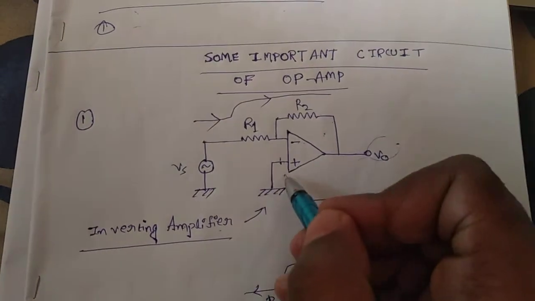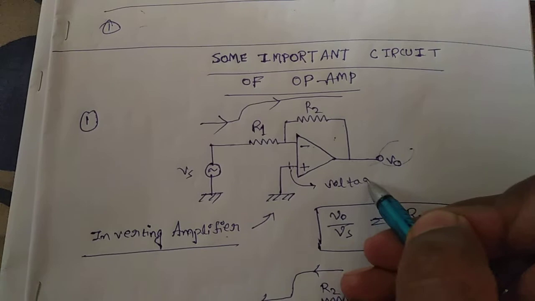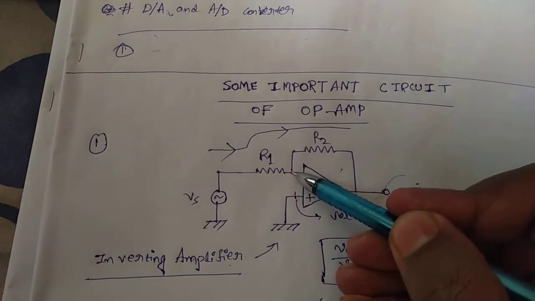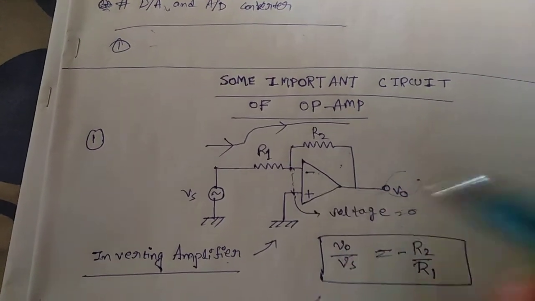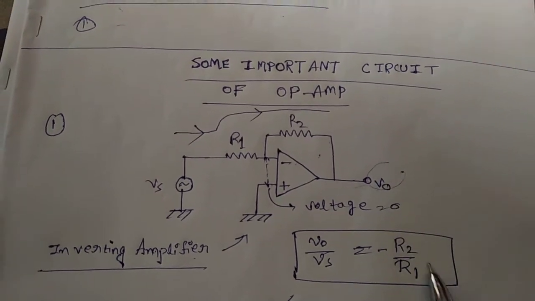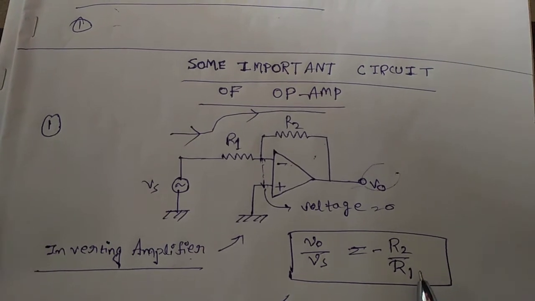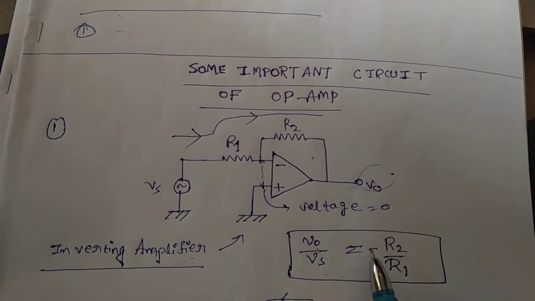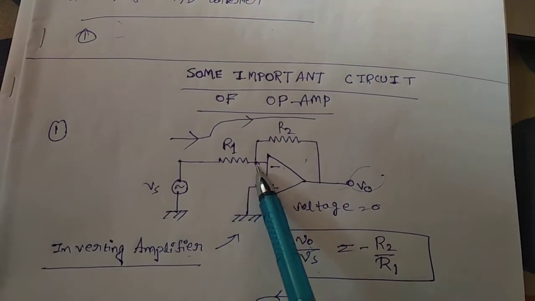Virtual ground means the voltage here will be 0. That is, the voltage at this point is equal to the voltage at this point. Always keep this in mind. And the formula for the inverting amplifier is V0 by Vs equals minus R2 by R1, where V0 is the output voltage, Vs is the input voltage, R2 is the feedback resistance, and R1 is the inverting input resistance.